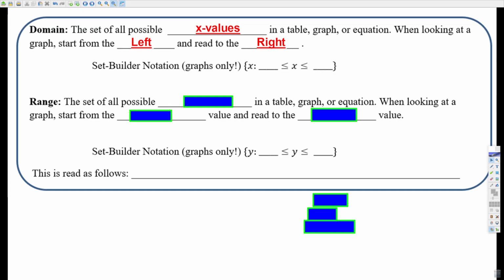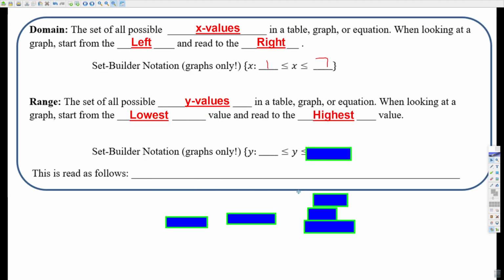This is called set builder notation. It has this x here. This stands for, the curly brackets is the set of all x such that, but you don't have to memorize this. What we really need to know is that we're going to put in numbers from here as we read the graph from left to right. So maybe it's something like, it goes from like 1 to like 7. It's always going to be a lower number on the left and a higher number on the right. The range is reading the y values. We go from the lowest to the highest.